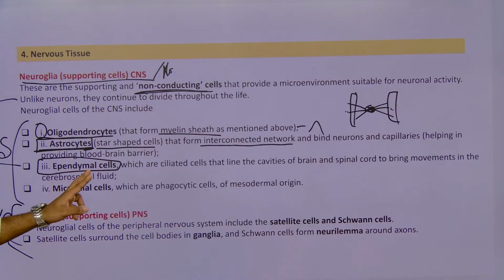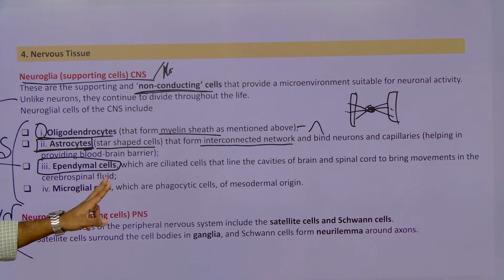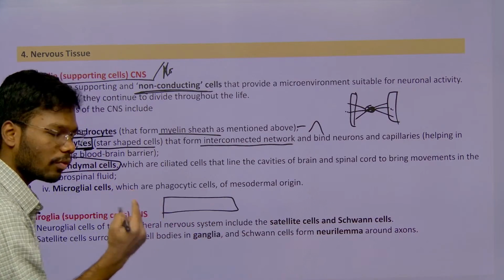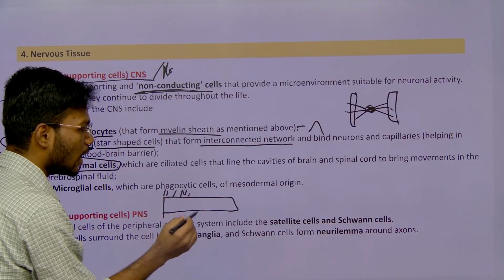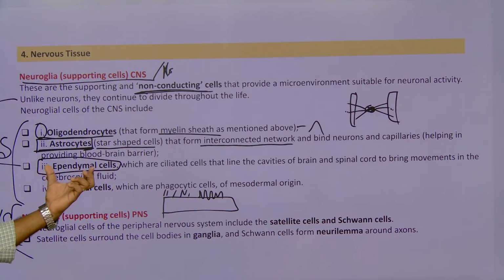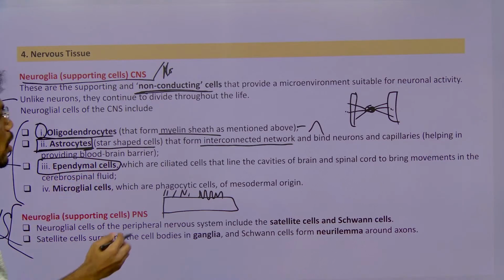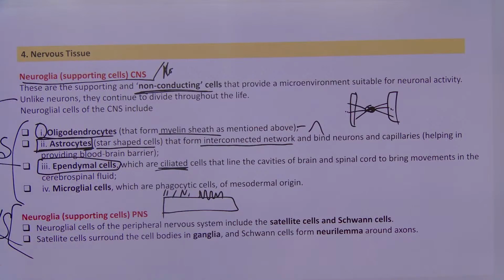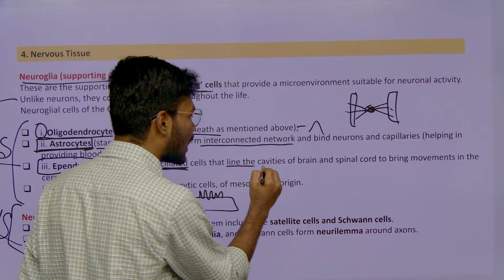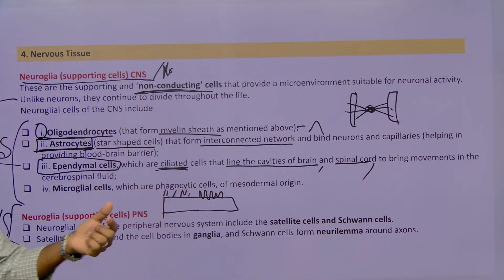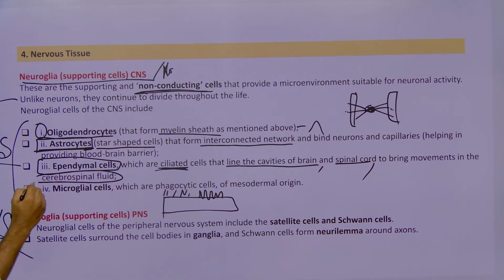It's a modified epithelial cell. We already discussed that epithelial tissues have two modifications, one is cilia, another one is microvilli. Likewise, these ependymal cells are also modified cells having ciliary modifications. These are present lining the cavities of the brain and spinal cord, to bring movements in the cerebrospinal fluid.